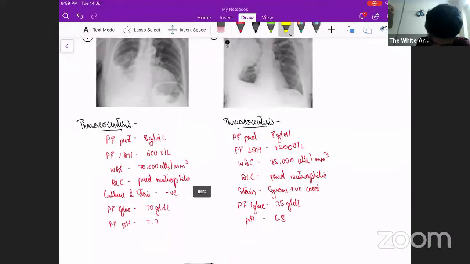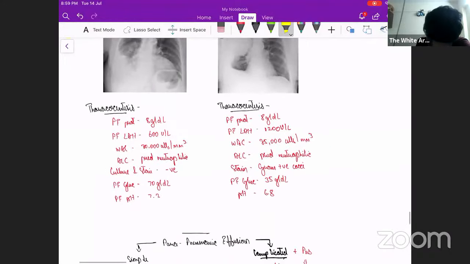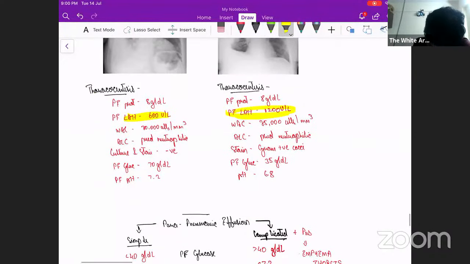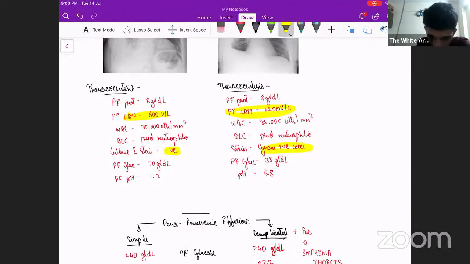Okay, so why is it said so? See, in one, LDH levels are low, but over here LDH levels are high, greater than 1000. Next is culture and staining. It is negative, but this is positive for gram-positive cocci. Mostly Streptococcus pneumoniae is the most common cause. Pleural fluid glucose is almost normal here, but this is reduced. Again, pH is almost normal here, but it is very low.